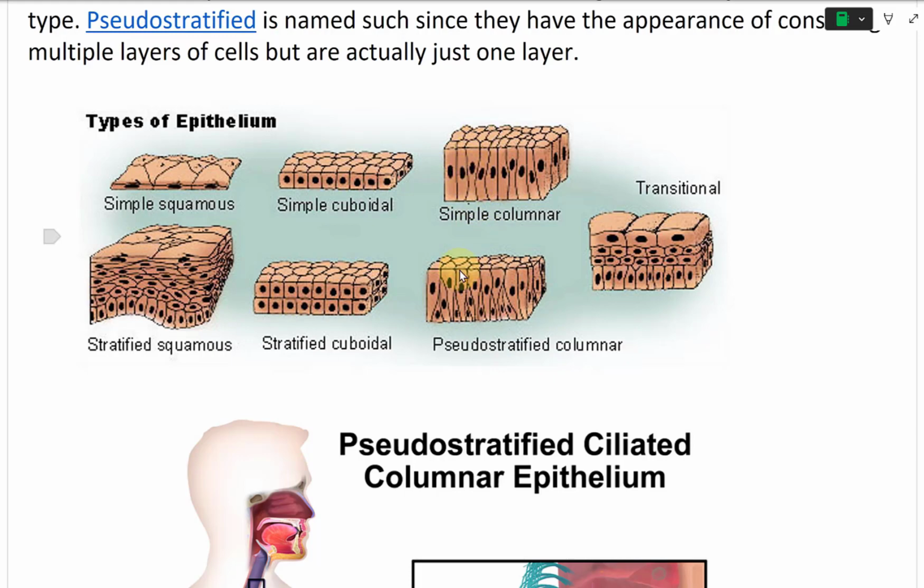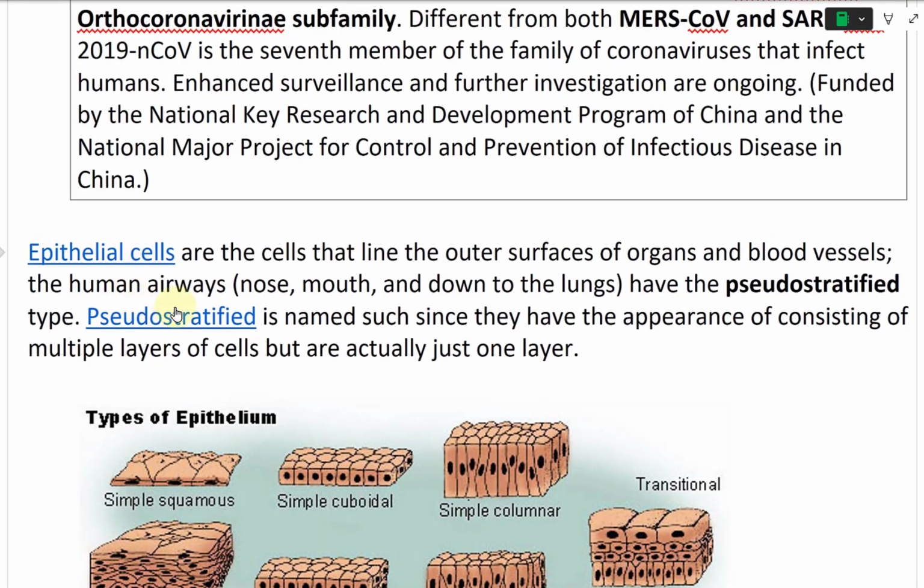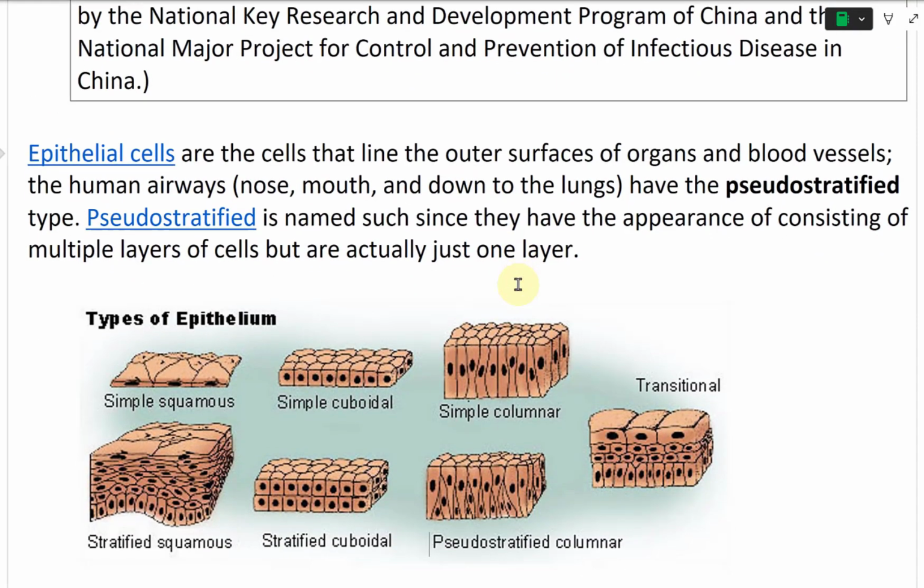So this one's columns, but then this one looks like it's small. It's stratified with multiple layers, but they're actually just all squished sideways like that. So they're not actually on top of each other. So yes, that's pseudostratified, and these are the ones that line the nose, mouth, and down to the lungs.